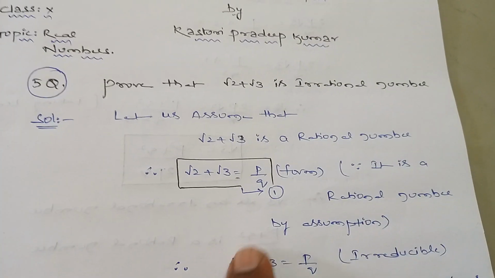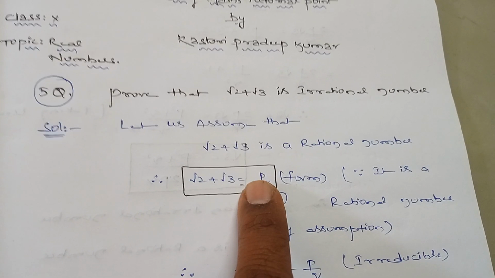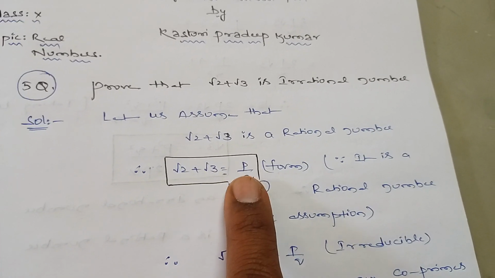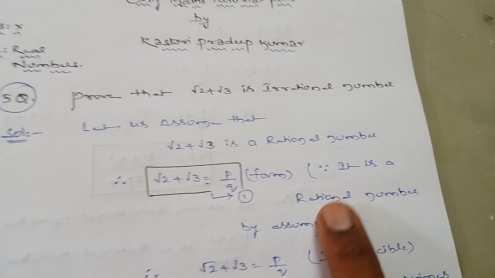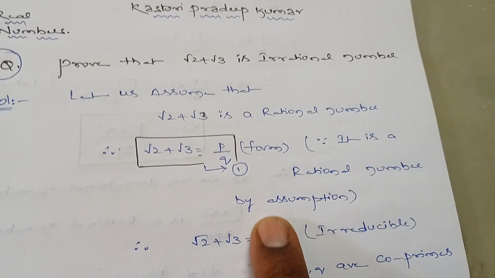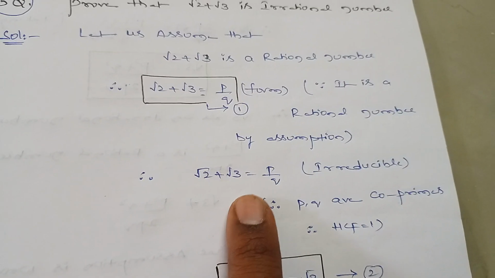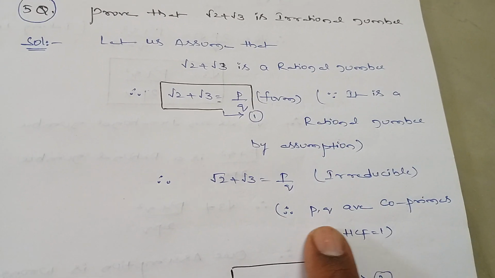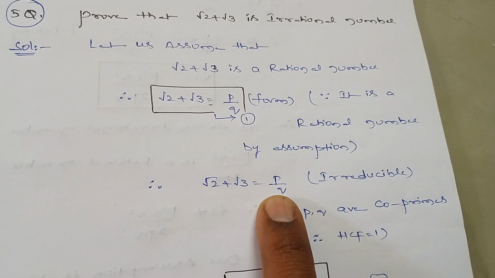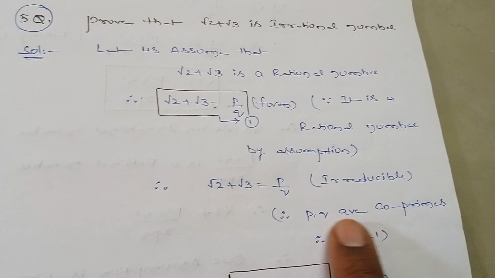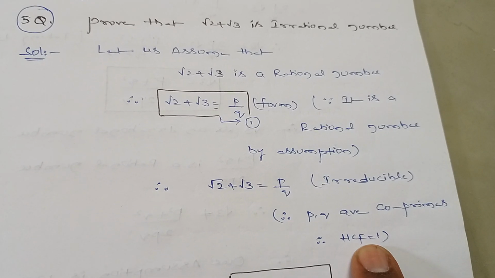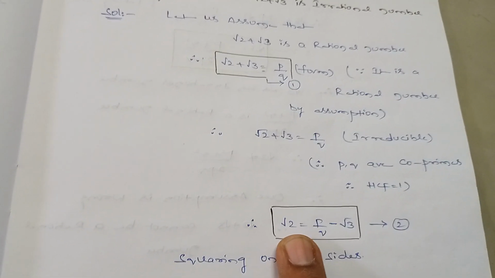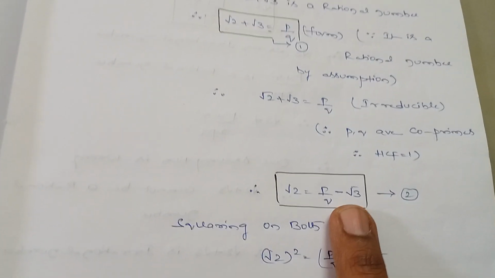If at all it was a rational number, how will it be? It should be in the form of p by q, right? So I have mentioned here root 2 plus root 3 equal to p by q. It is a rational number by our assumption. Therefore, root 2 plus root 3 equals p by q, that is irreducible, where p, q are co-primes. Since they are co-primes, we get the HCF equal to 1, guys. Now, making root 2 the subject, we get p by q minus root 3.